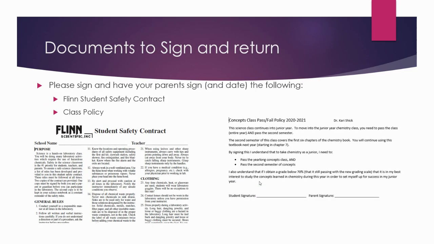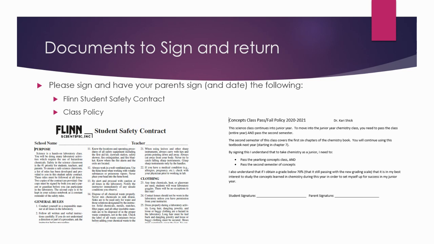There are 2 documents for you to sign and have your parents sign and return. One is the Flynn Student Safety Contract, which looks like this on the one side, and on the back side, there is a place for you to sign and also to indicate whether you wear contacts or not. And the second document is the Concepts Class Pass-Fail Policy. This is the information that I alluded to in the last video.